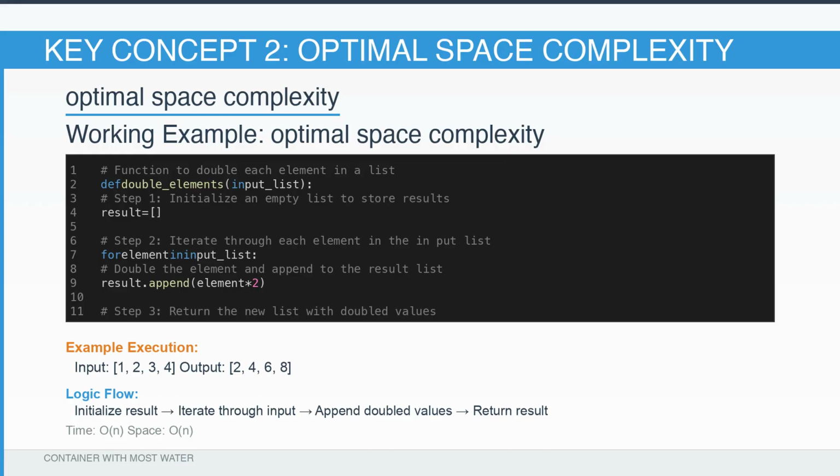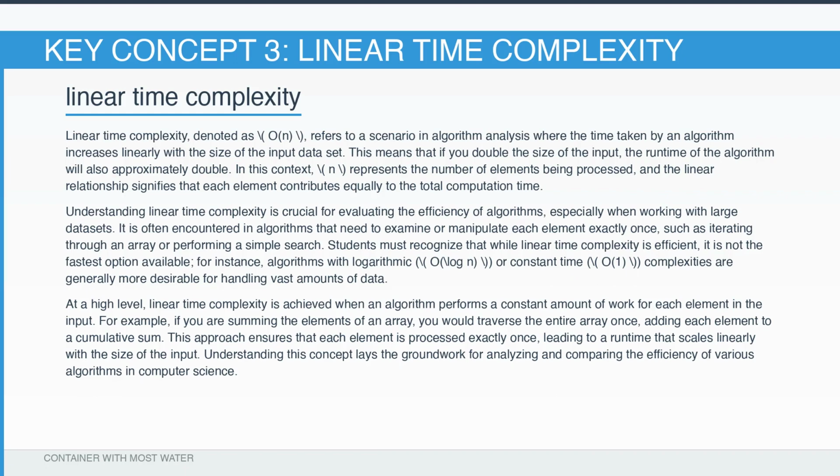This approach efficiently uses space because we only create a new list based on the size of the input list. It's a great example of achieving optimal space complexity while performing a simple transformation. Linear time complexity, denoted as O(N), describes a scenario in which the time an algorithm takes increases directly with the size of the input dataset. Think of it like filling a bucket with water. If you double the size of the bucket, it takes roughly double the time to fill it. Here, N represents the number of elements being processed, and each element contributes equally to the total time needed.